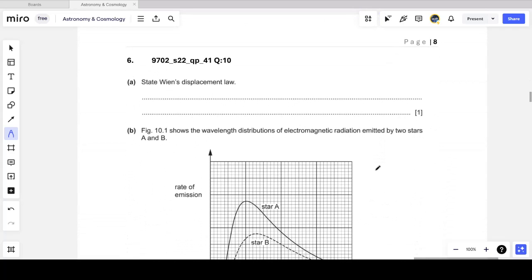The next question is number 6. It is from the summer exam 2022, that's May-June 2022. Question paper 4, variant 1, and question number 10 from that paper. And we are asked to state Wien's displacement law.